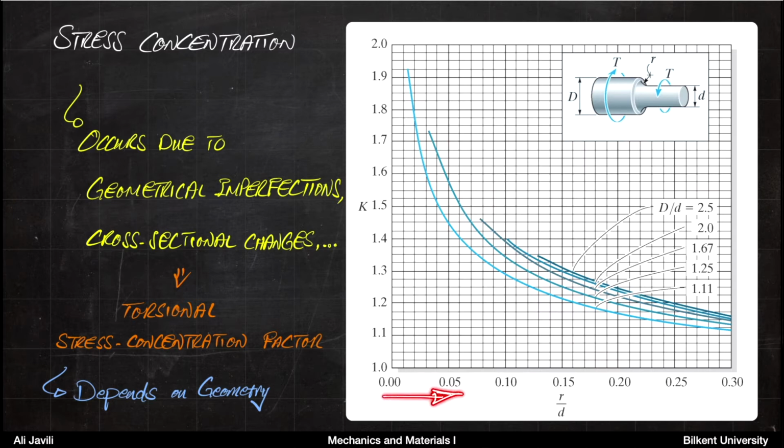On the horizontal axis, you have the ratio R over D, and on the vertical axis, you have the stress concentration factor. Again, pay attention that the stress concentration factor in this context is also shown by the letter K, like we did for axial loading, but this is not the same graph. For the torsional problem, we have a different graph, and you should come to this and read the stress concentration factor from it.